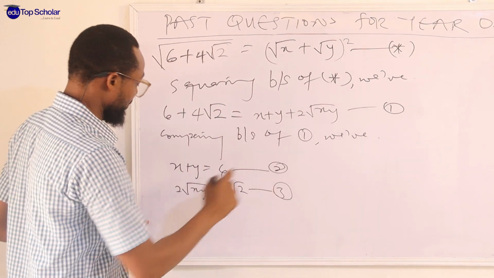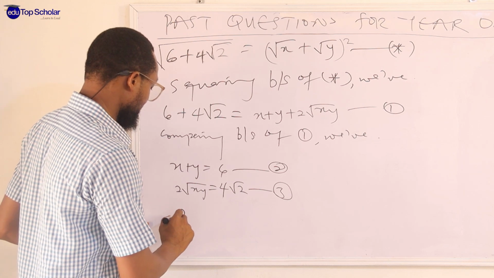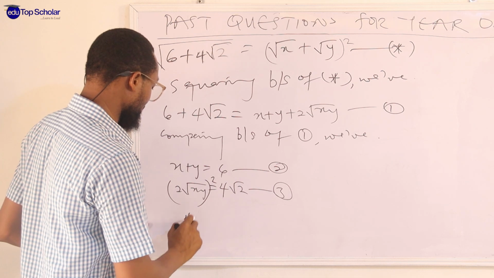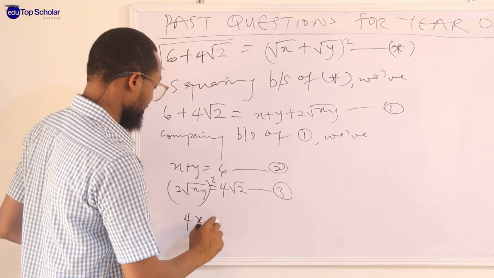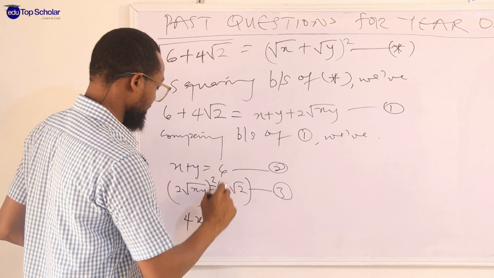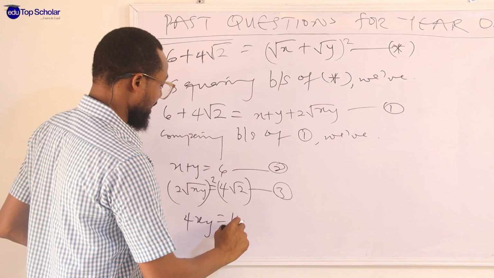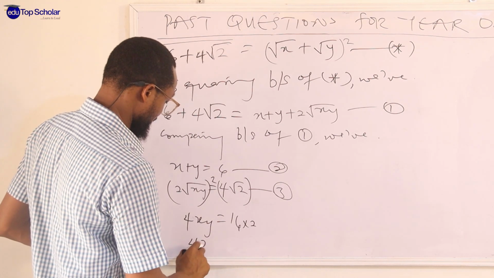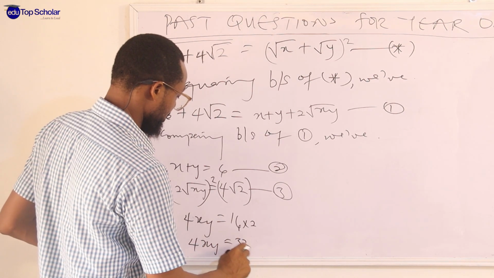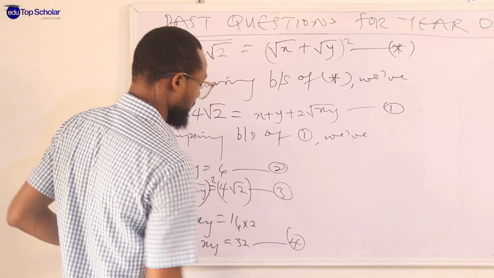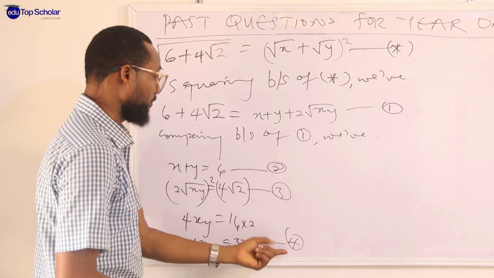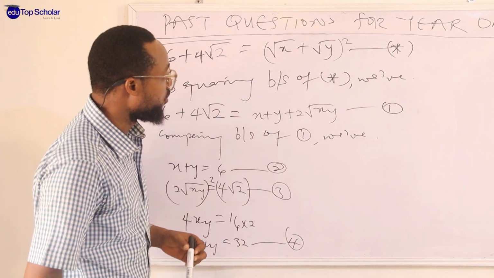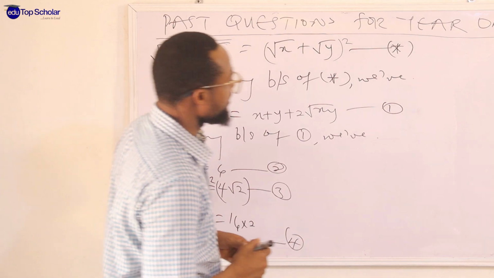Squaring both sides of equation 3 again, if we square this, that means 2 squared over 4. This one squared, that means xy equals, if I square this one as well, this will be 16. If I square this, I have 2 times 2. Therefore, this will be 4xy equals 32. Name this equation 4. We can now solve equation 2 and 4 simultaneously to get the values of x and y.